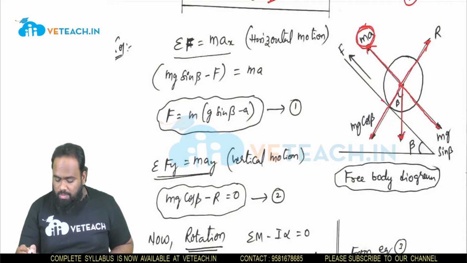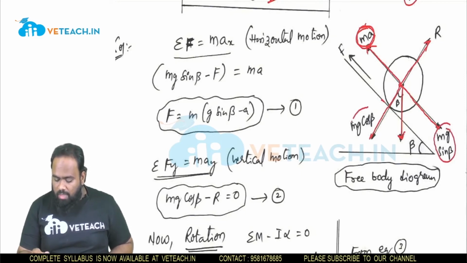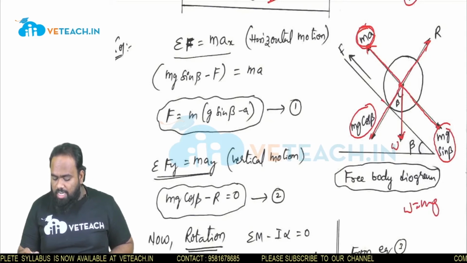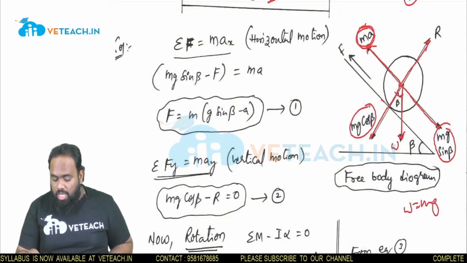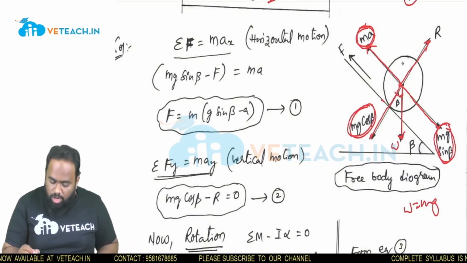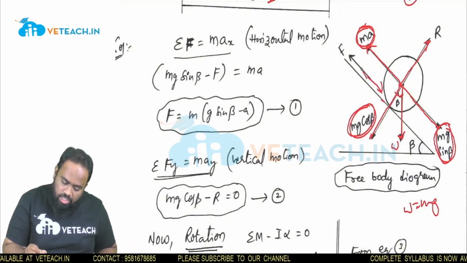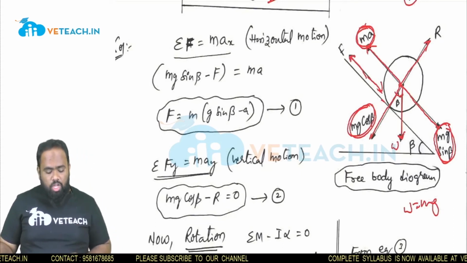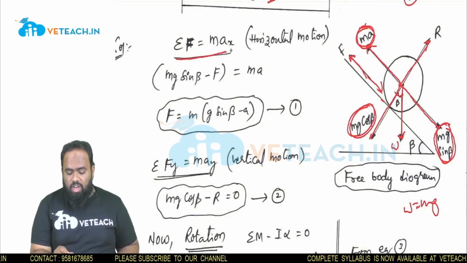Simply you have to go for mg sin beta and mg cos beta, because weight is nothing but W, which is mg, and it is making angle beta with the vertical. So mg cos beta, W cos beta, mg sin beta, W sin beta. The body is going in this direction now, so the friction will be in the opposite direction. For this concept, you need to first of all consider the horizontal motion.